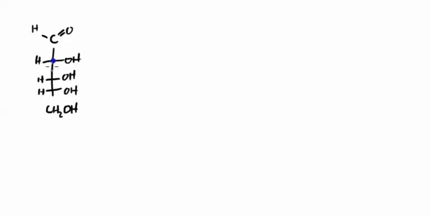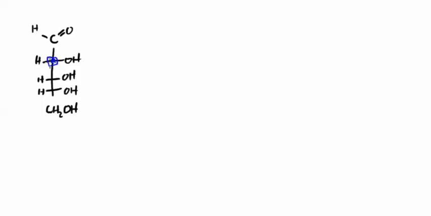This carbon here has an OH group, a hydrogen, the aldehyde group, and then this CHOH, CHOH, CH2OH group. This is a chiral carbon, so that carbon has an R and an S. It's either or. We've got to figure out which one it is. The next carbon in line, guess what? It's a chiral carbon as well.